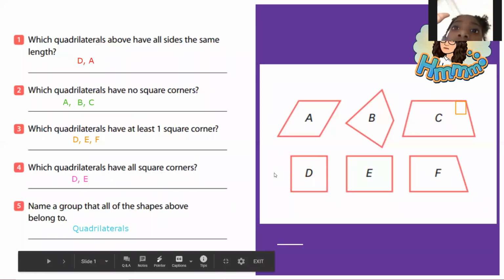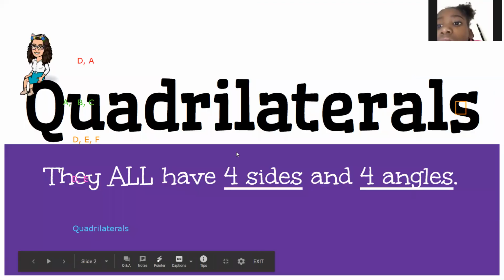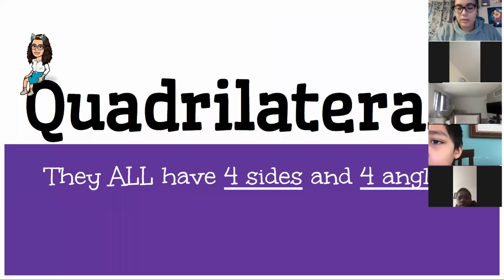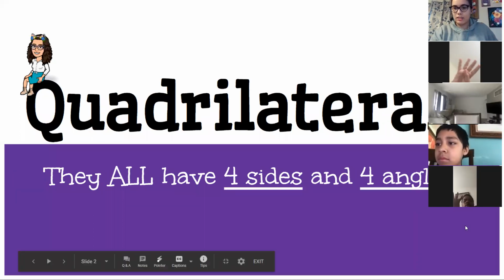All right, let's go on to our focus today. We are going to do quadrilaterals. All quadrilaterals. I don't care what quadrilateral it is. It can look like an arrow. It can look like a weird trapezoid. Every single quadrilateral has 4 sides and 4 angles. Okay, so how many sides and angles do quadrilaterals have? Show me with your fingers. Every single quadrilateral has how many sides and angles?